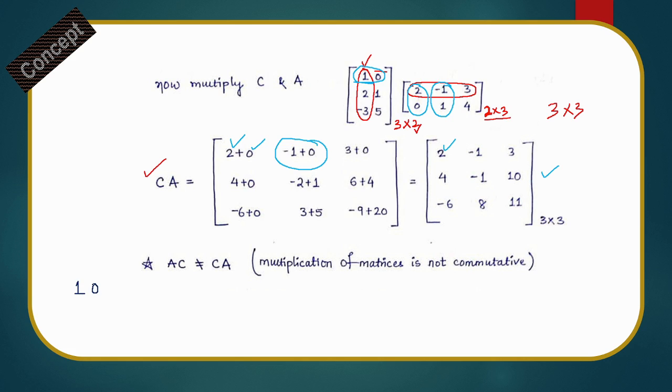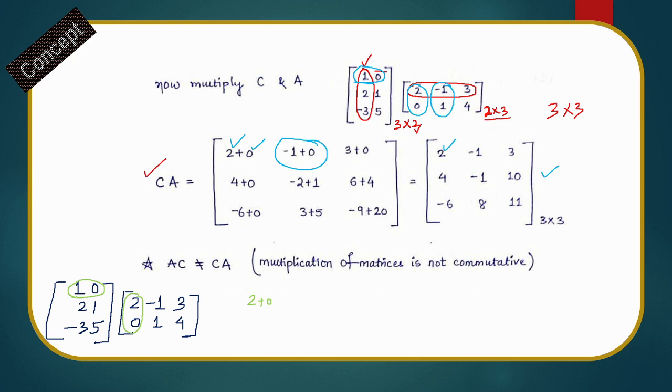So it is 1, 0, 2, 1, -3, 5 multiplied with 2, -1, 3, 0, 1, 4. Let's do the multiplication. So first I will consider the first row and first column. So 1 into 2, 2 plus 0 into 0, 0.